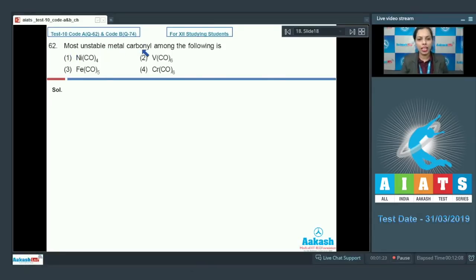Most unstable metal carbonyl among the following is, we know that all those carbonyls which are following EAN rule, effective atomic number rule, are considered as stable, and if they are not following that, they would be considered as unstable. So if I talk about nickel carbonyl, we need to just check its EAN value. What would be that? For nickel carbonyl, I'm just writing here, EAN value, effective atomic number, that is equal to 28.